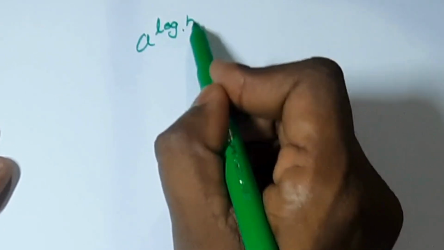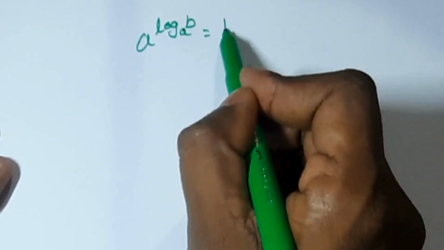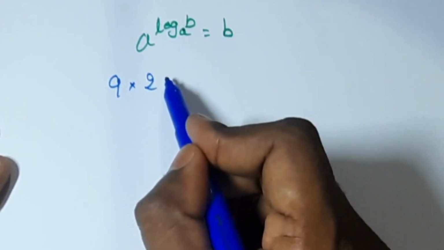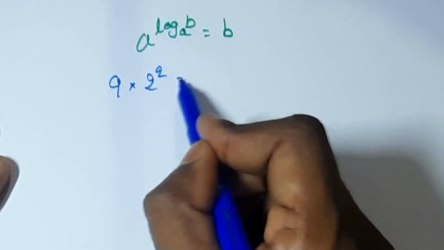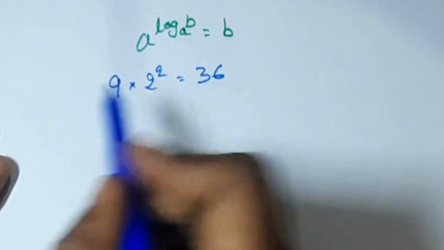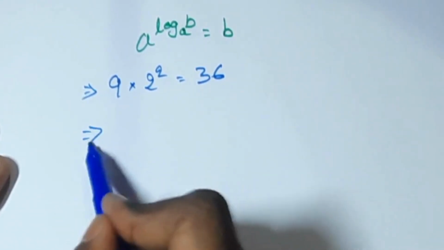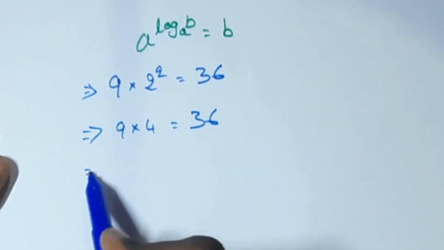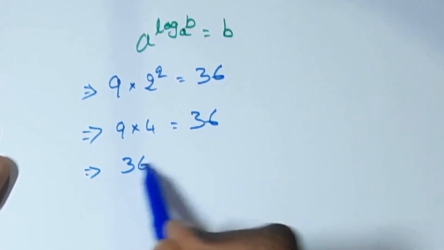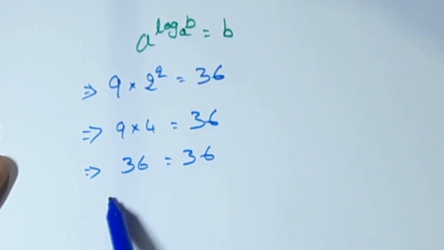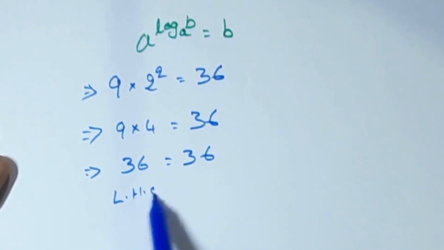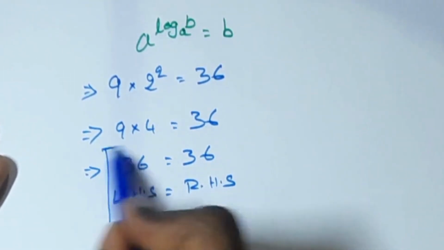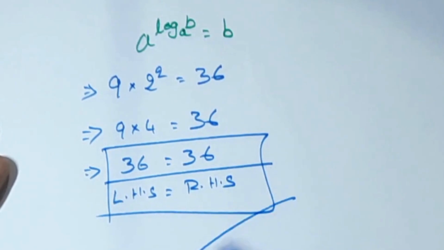a power log b base a equal to b. 9 into 2 power 2 equal to 36. So we have 9 into 4 equal to 36. 36 equal to 36. So LHS equal to RHS. Thus proved and verified the answer of x.